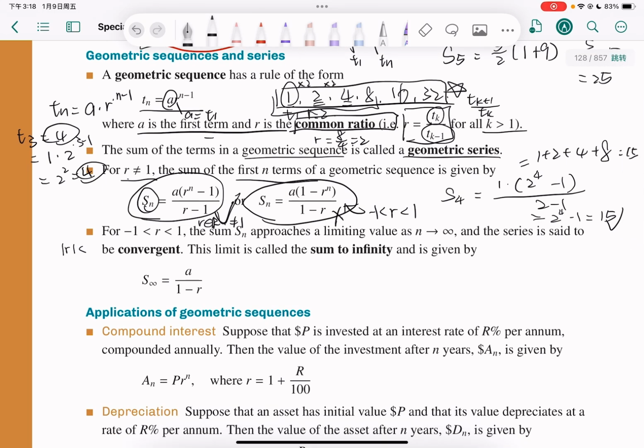The next dot point. For r greater than -1 and smaller than 1, the sum approaches a limiting value as n approaches infinity, and the series is said to be convergent. The limit is called the sum to infinity and is given by this formula. So we can think of it as a square.